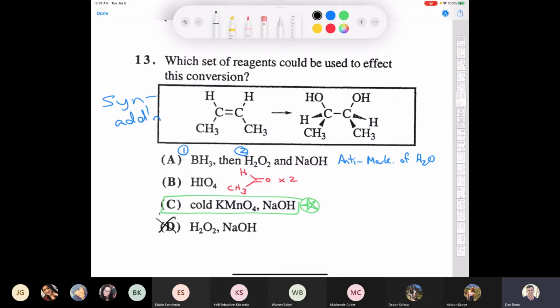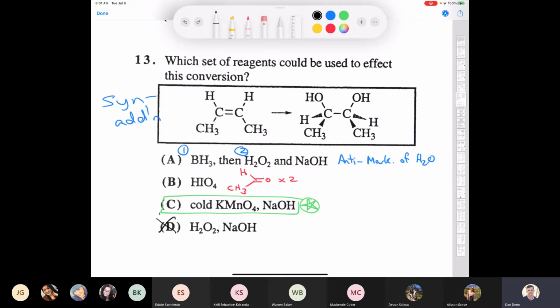Syn addition. Let's see. So the whole periodic acid, this is just a cleavage of vicinal 1,2-diols. But again, it's not covered in our textbook, so don't worry about that as being the answer to anything.